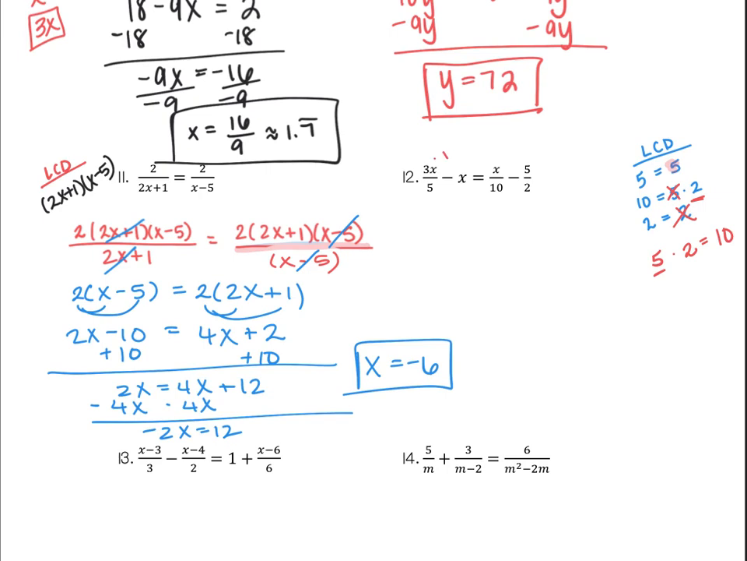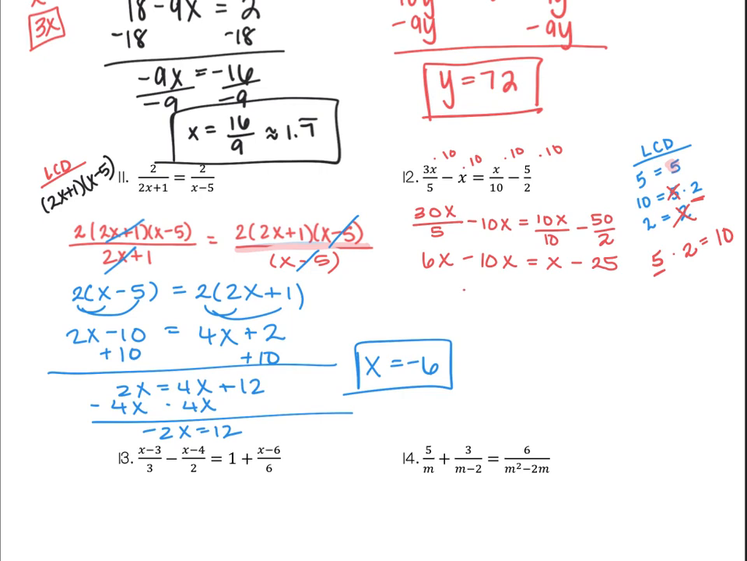So I go through and I multiply everything by 10. And I end up with 30x divided by 5 minus 10x equals 10x over 10 minus 50 over 2. And then simplifying, it will be 6x minus 10x equals x minus 25. Again, all the fractions should clear. If they don't, something's wrong.